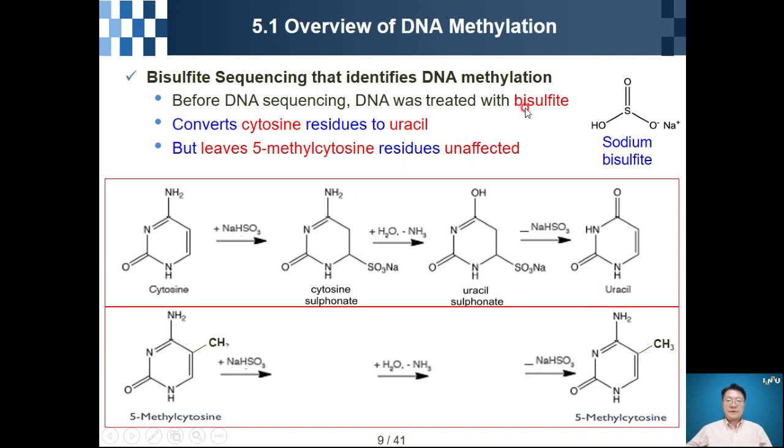So bisulfite treatment converts cytosine. This is the cytosine. Cytosine is first converted to cytosine sulfonate, then cytosine sulfonate changes to uracil sulfonate, and finally the uracil sulfonate is changed to uracil. Cytosine and uracil have nearly similar structures. However, bisulfite treatment leaves 5-methylcytosine unaffected, still 5-methylcytosine.